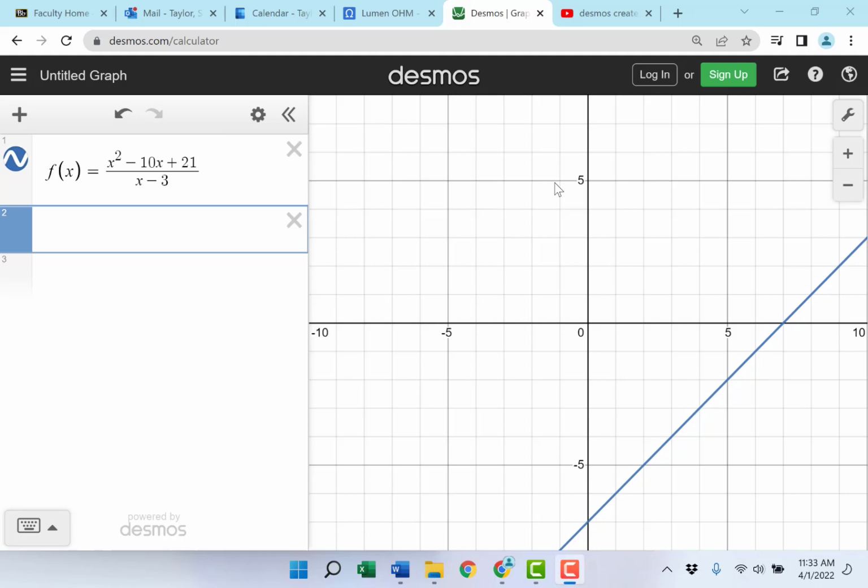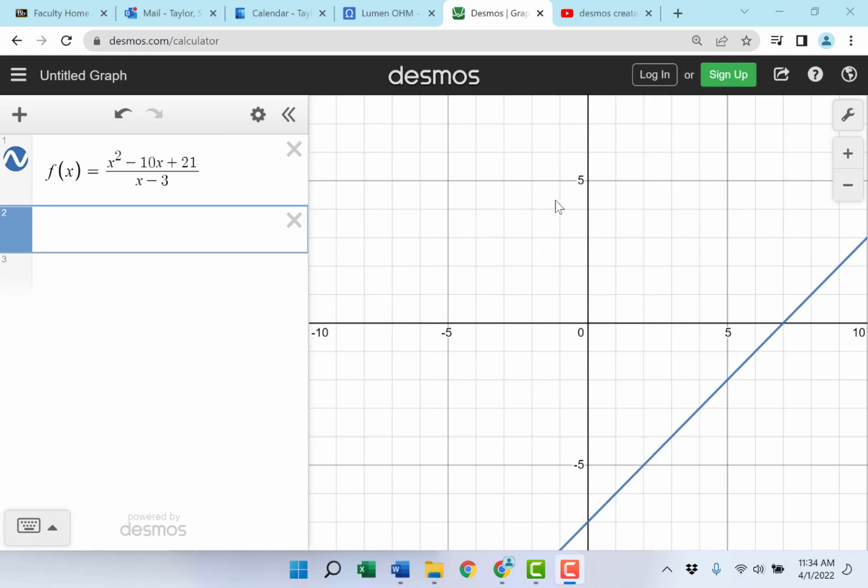In this video, we're going to use Desmos tables to explore the behavior of a function near an undefined x value. In Desmos, I've already defined this rational function f of x that you see pictured here. We see that the denominator is x minus 3, meaning that the function's undefined when x is equal to 3.